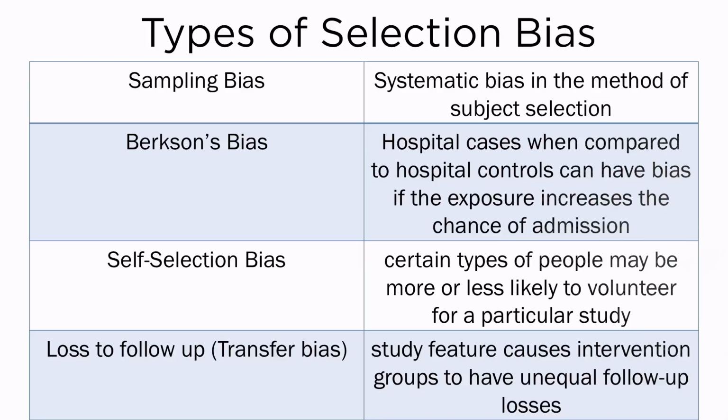Self-selection bias can occur when certain types of people might be more or less likely to volunteer for a particular study. And again, this means that subjects were not randomly selected, but it was all volunteer-based. Loss to follow-up, which is also called transfer bias, is another type of selection bias. This occurs when a study feature causes the intervention group to have unequal follow-up losses compared to the control group. So again, if there's a strong adverse effect to the particular treatment, it's likely that you would have many more people dropping out of your study within the treatment group as a result of that adverse effect.